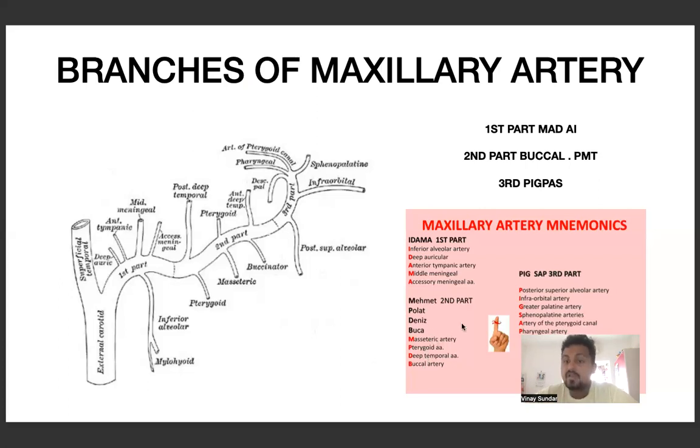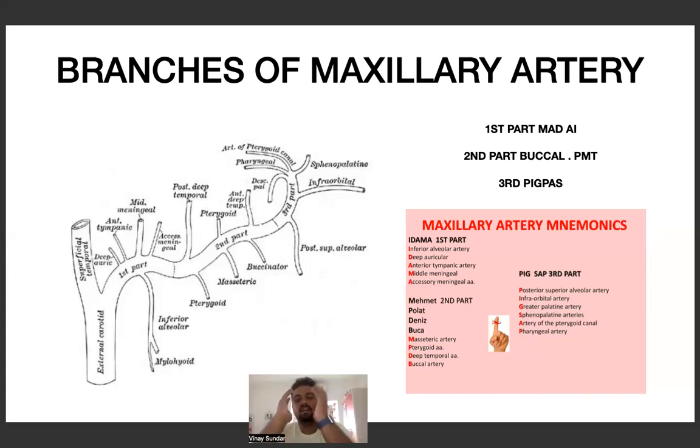Okay, so the second part is closest to your muscles of mastication, only the names. The third part is either connected as PIC pass or PIC sap. So posterosuperior, infraorbital, greater palatine, sphenopalatine, artery of the pterygoid canal, and pharyngeal artery. These are all arteries usually arising from the maxillary part, closer to your palate. You need to mug up.